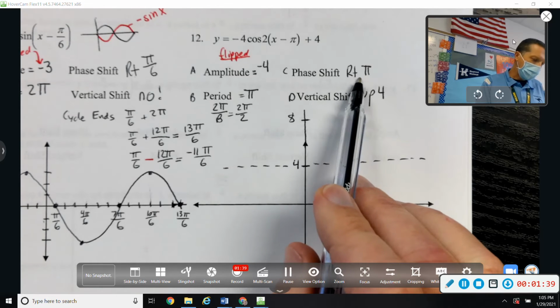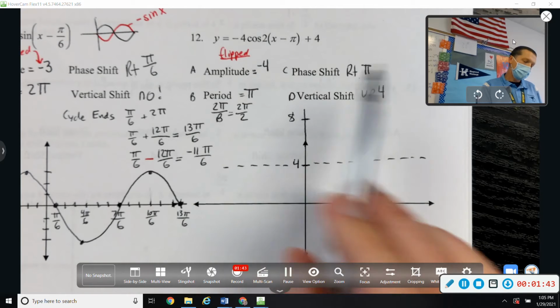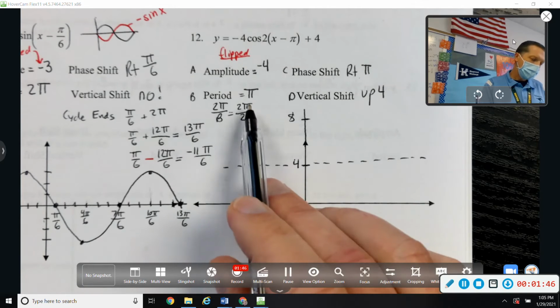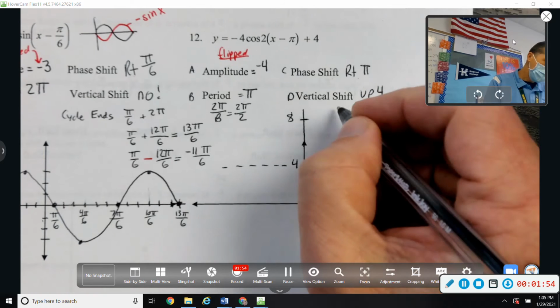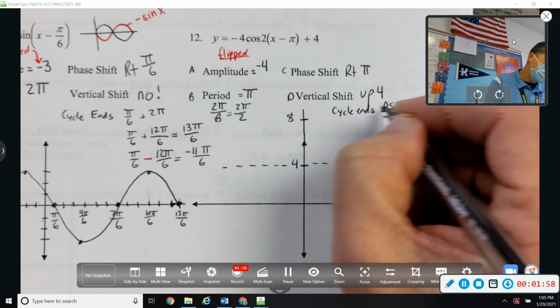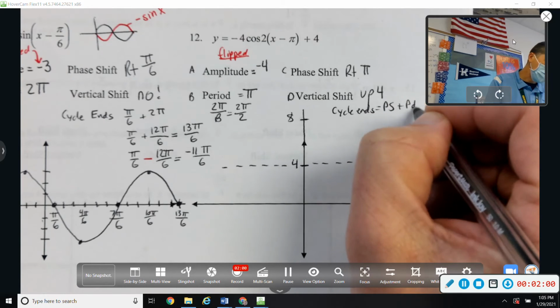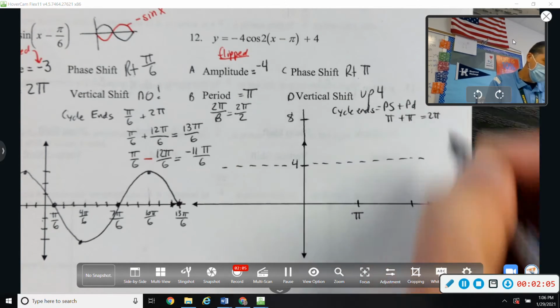Right pi, but the period is pi. So those kind of work together. I want to go right pi, and the period is pi. So I think I want to put pi out a pretty good ways. Remember, the cycle ends at the phase shift plus the period. So right pi plus pi, my cycle ends at 2 pi.